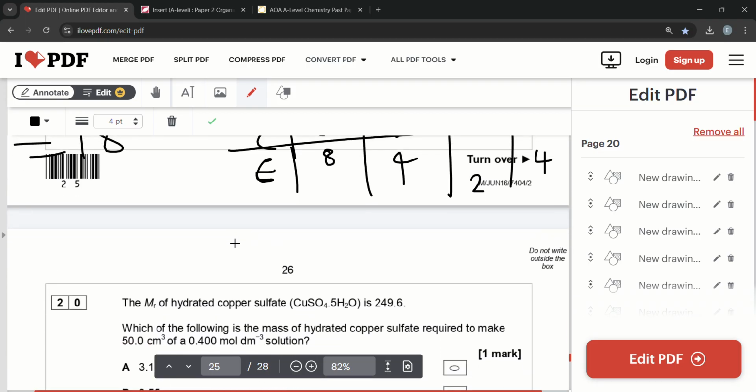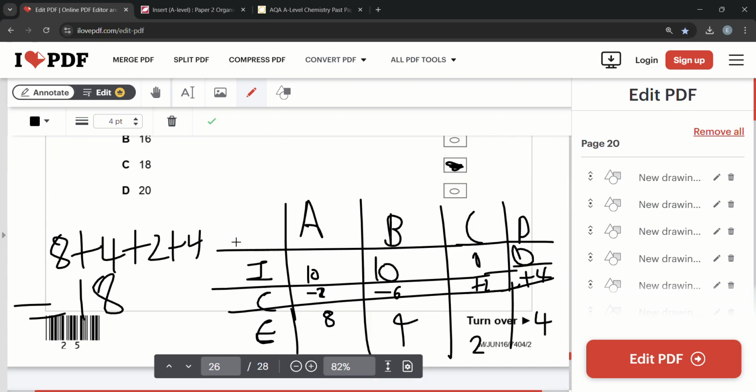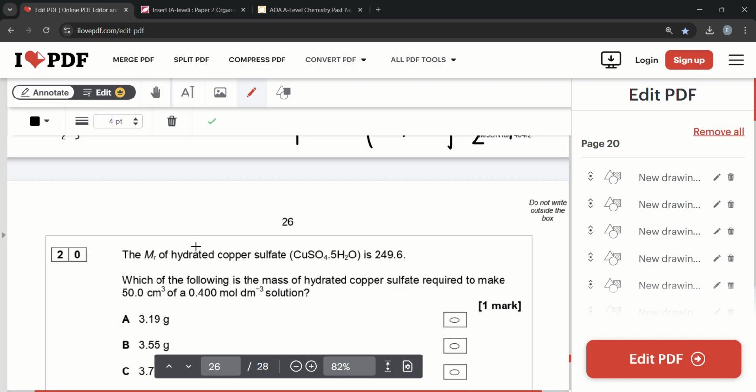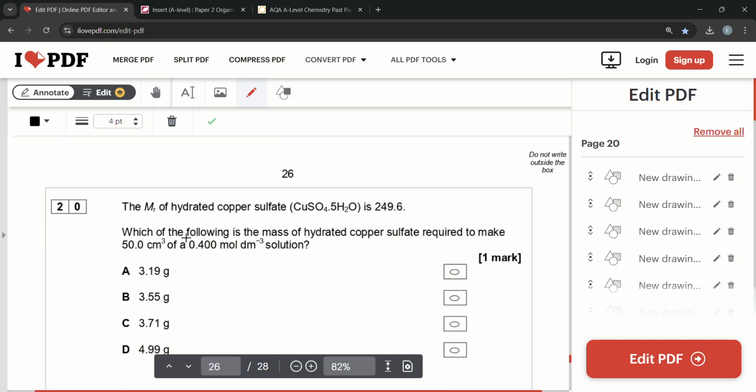It does look a bit, no, is that worth 1 mark? It's definitely not, but better to be safe and get the correct answer than do a quick method and get it wrong. Mr of hydrated copper sulfate is that.